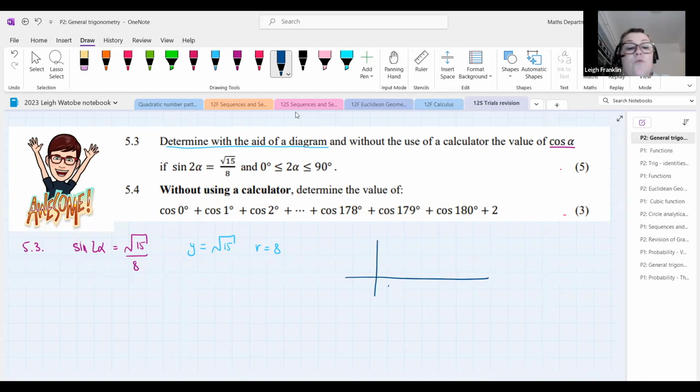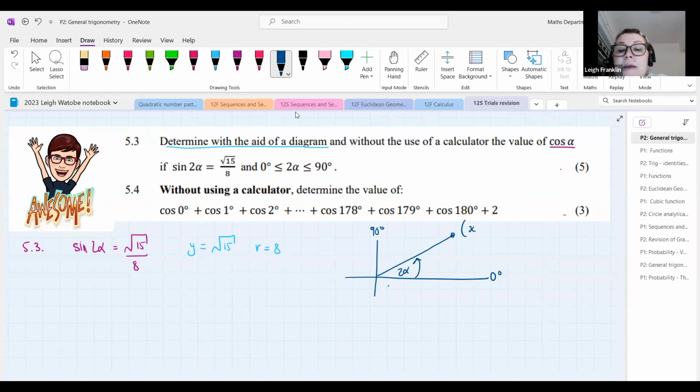They expect us to draw a diagram. So our angle is between 0 and 90. In other words, 2 theta is an angle in the first quadrant. So there it is, there's our angle 2 theta. What they expect us to do is label the angle when we draw the diagram, and we also want to fill in some information.